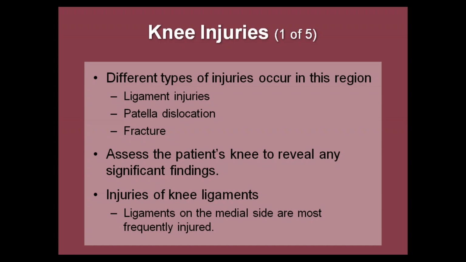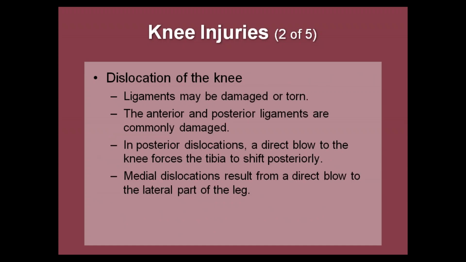Injuries of the knee ligaments. The ligaments on the medial side are the most frequently injured. So medial side is the inside, right? Dislocation of the knee. Ligaments may be damaged or torn. The anterior and posterior ligaments are commonly damaged. Posterior dislocations, a direct blow to the knee forces the tibia to shift posteriorly.